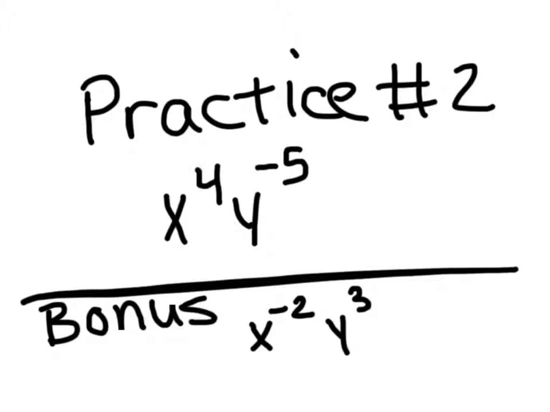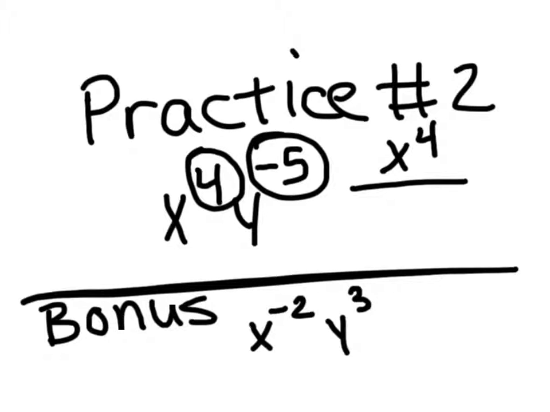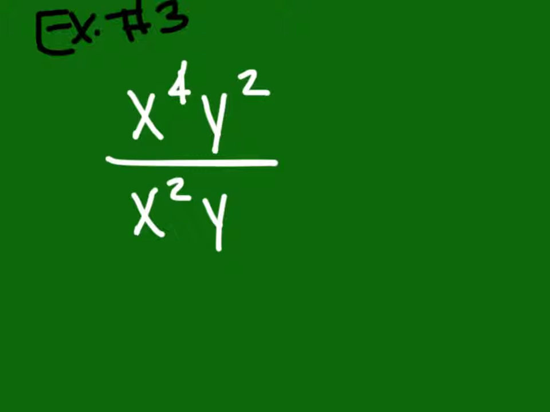We have x to the 4th, y to the negative 5th. Since this is positive, we're going to have a fraction, and it stays in the top since it's positive. And since the y is to the negative 5th, it becomes positive 5 and goes to the bottom. So it's x to the 4th over y to the 5th.